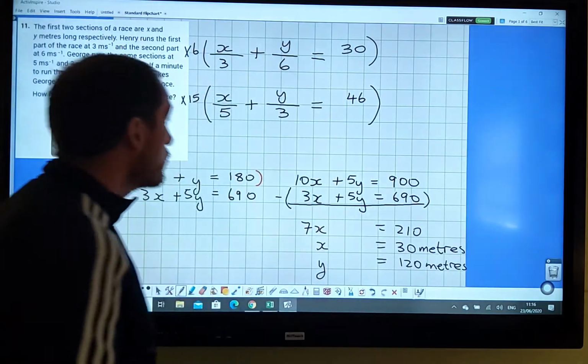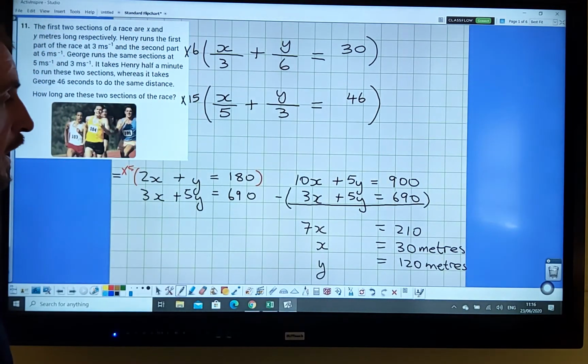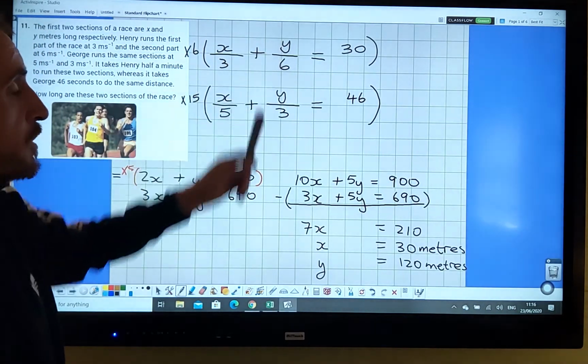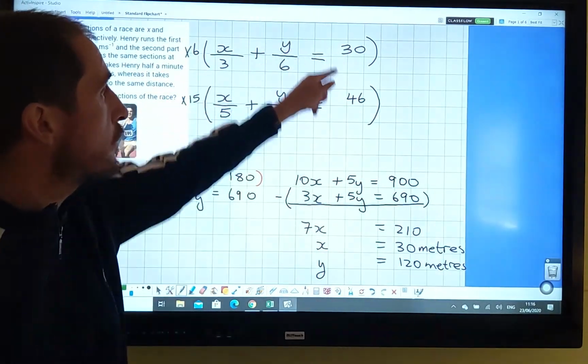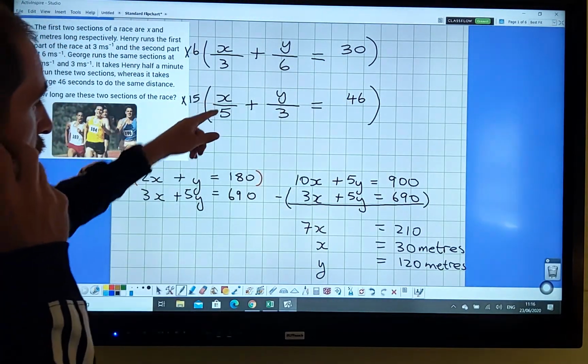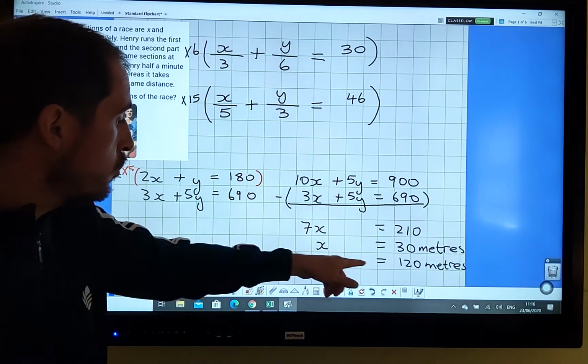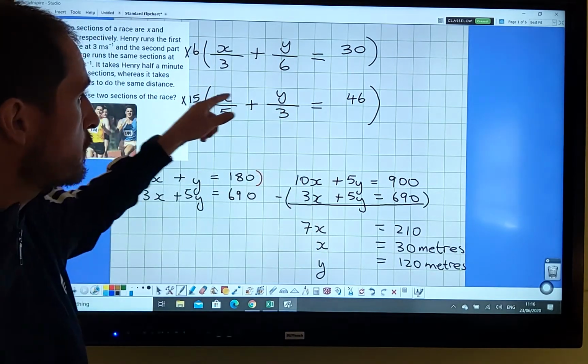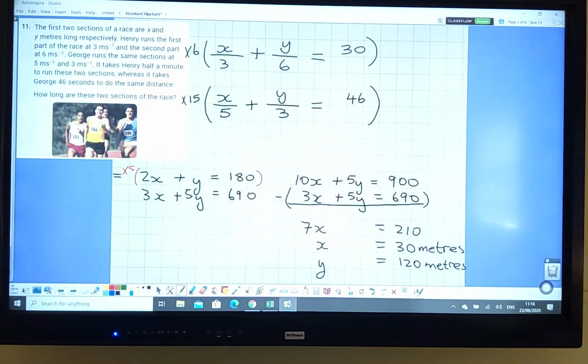So let's just see if we're right. 30 divided by 3 is 10. 120 divided by 6 is 20. 10 plus 20 is 30. 30 divided by 5 is 6. 120 divided by 3 is 40. 40 plus 6 is 46. So that's how you do that.